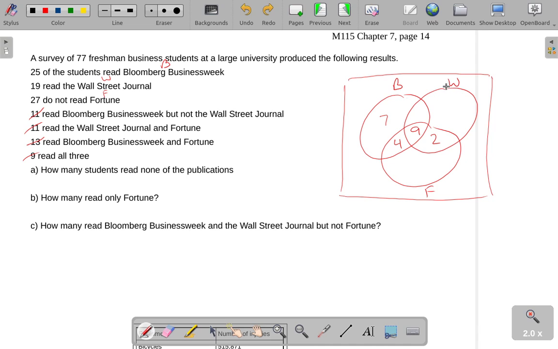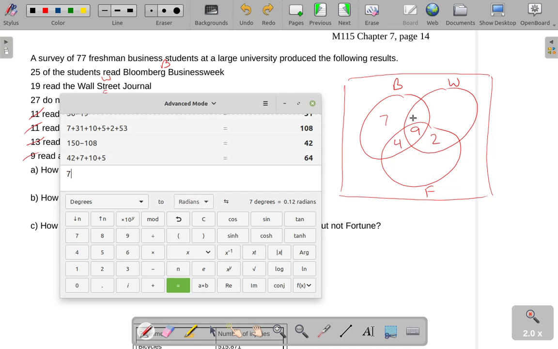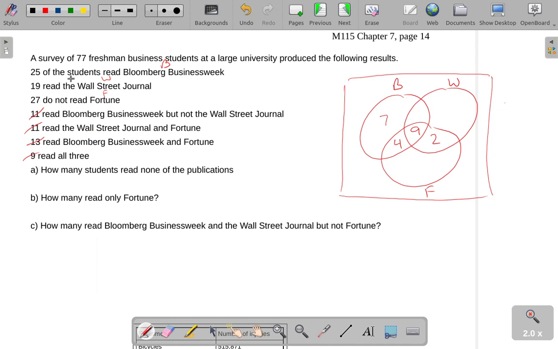19 have read the Wall Street Journal. There are 2 unknowns in this region, so I still don't have enough information. Let me keep going. 25 read Bloomberg. That's this region, and there's only 1 unknown within Bloomberg, so I can use that information. Let's figure out how many are accounted for so far. 7 plus 4 plus 9 is 20. 20 of the students are in there already, and there's 25 total, which means this number must be 5.